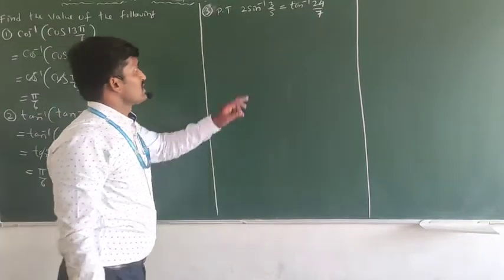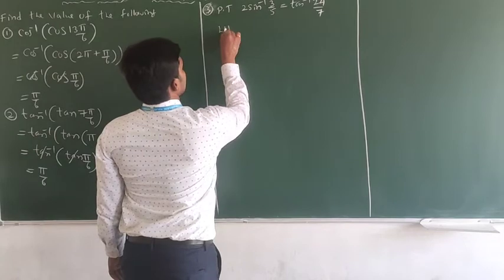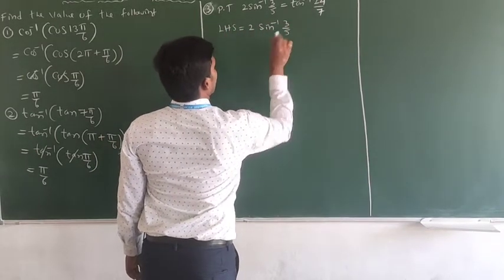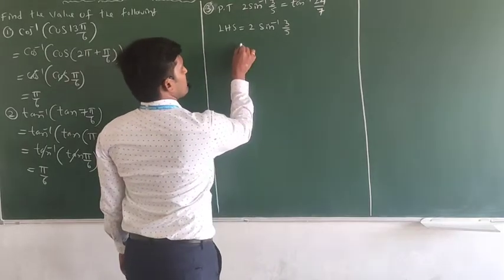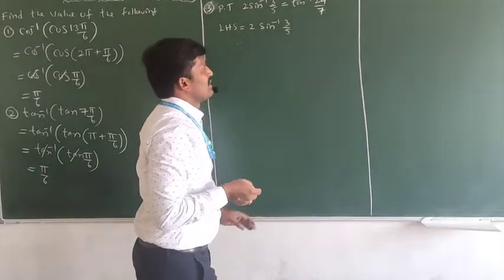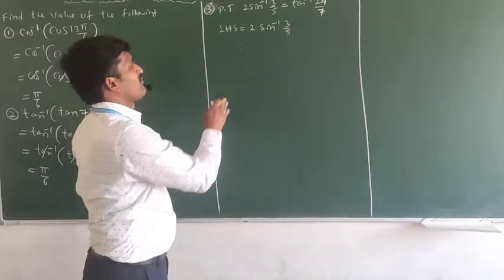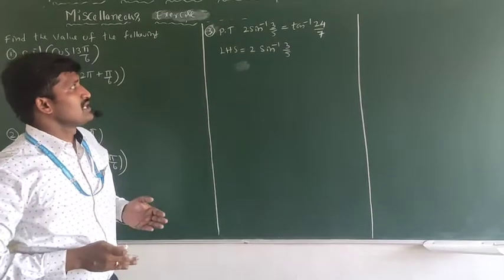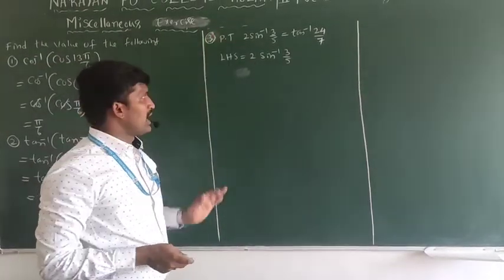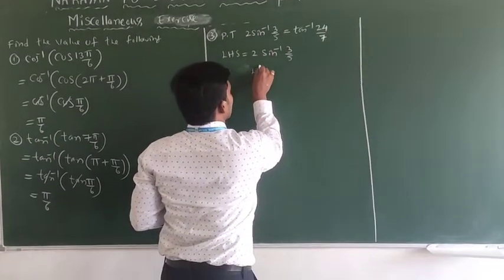We need to convert this value in terms of tan inverse. Take the LHS, 2 sine inverse of 3 by 5. We have formulas, condition wise. How to convert this sine inverse in terms of tan inverse directly? For sine inverse directly we don't have any formula in terms of tan inverse, but for 2 tan inverse in terms of sine inverse we have a formula. For that, in a simple manner, let us try to convert this sine inverse in terms of tan inverse.